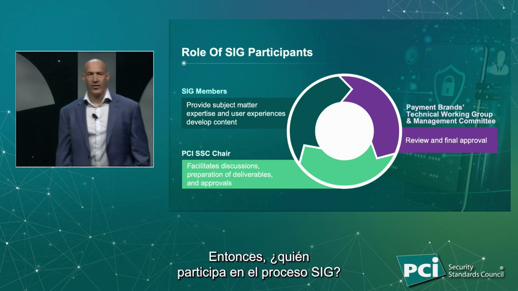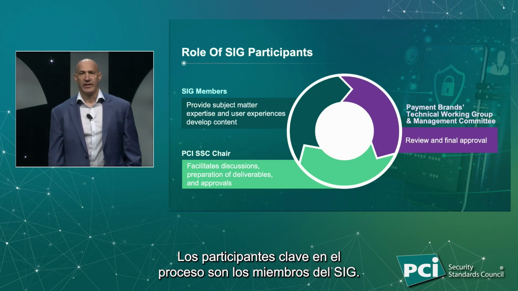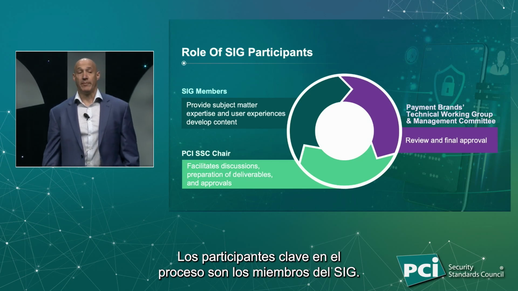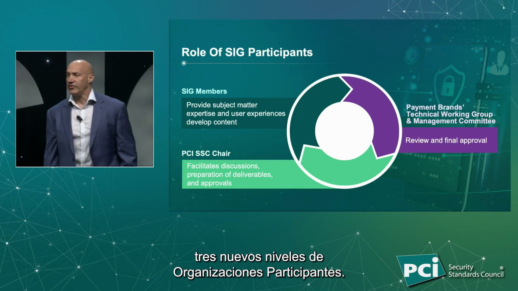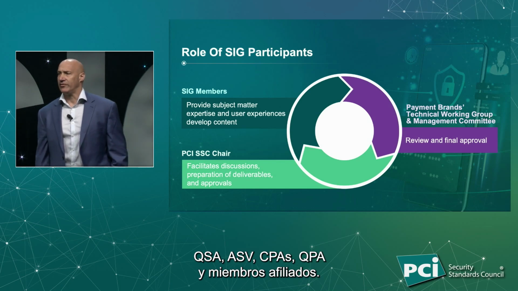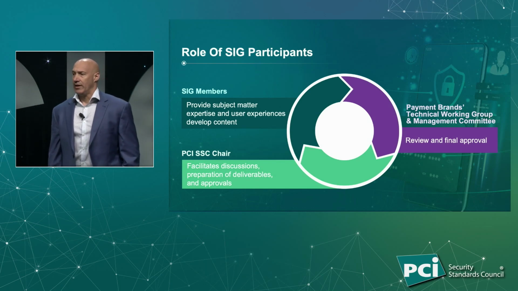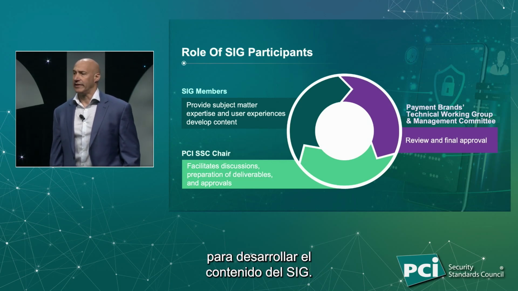So who is involved in the SIG process? The key participants in the process are the SIG members, who include employees of participating organizations, QSAs, ASVs, CPSAs, QPAs, and affiliated members. And they provide the subject matter expertise to develop the content of the SIG.